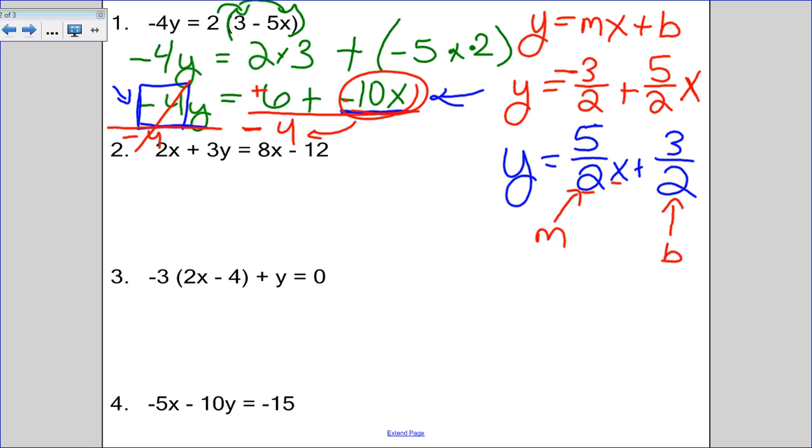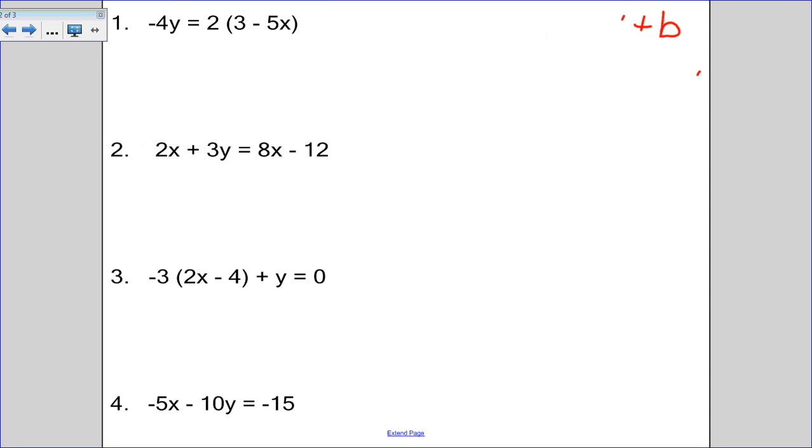Okay, guys, that was a lot of steps. I know it was. It's going to be a lot to work through, so we got to try and keep it straight. Let's try and move on to our next one, okay? So we're going to do number 2. It says 2x plus 3y equals 8x minus 12.